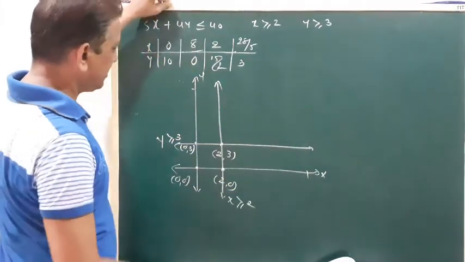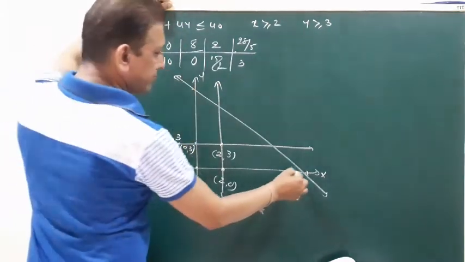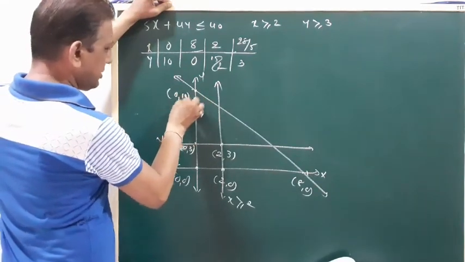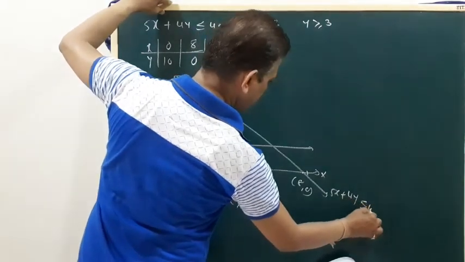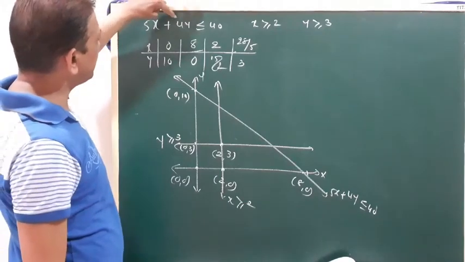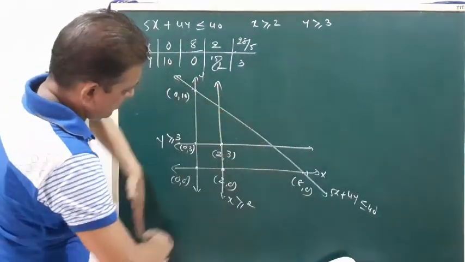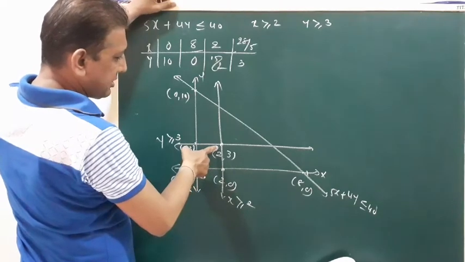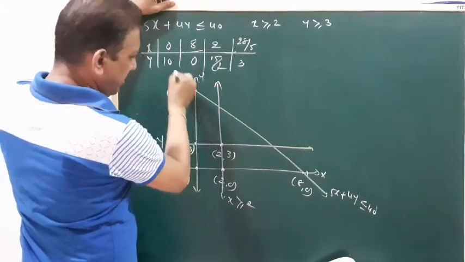Now draw this one. Here (8, 0), and on the y-axis (0, 10). Write your line equation: 5x plus 4y less than or equal to 40. Okay, now check (0, 0). Satisfied. That means the intersection of this one is the lower part. Okay, but here our limit is here. These two lines are the intersection of this L shape, and we draw this line.